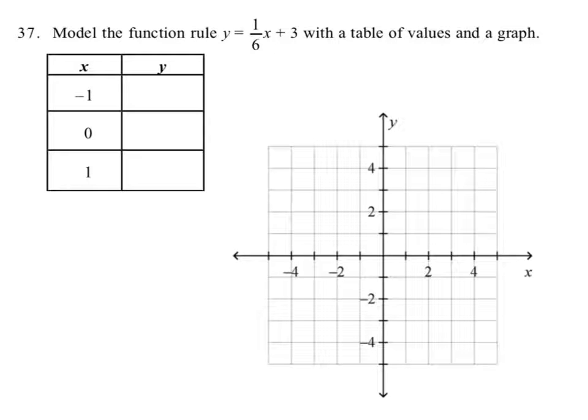Okay, so we're modeling the function rule with the table of values and the graph. And the function rule says, whatever the value of x is, take a sixth of it and then add 3. Okay, now, since we're taking a sixth of something, or dividing it by 6, it would make sense for us to pick multiples of 6 or even multiples of 3, right, to get halves.